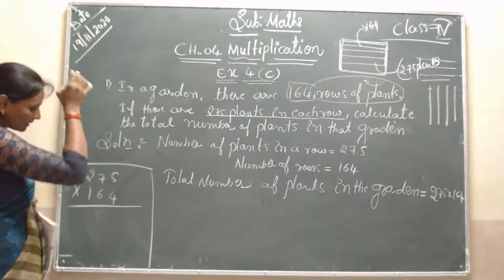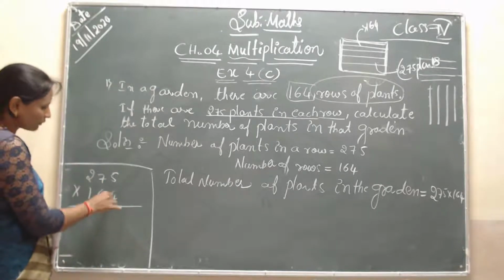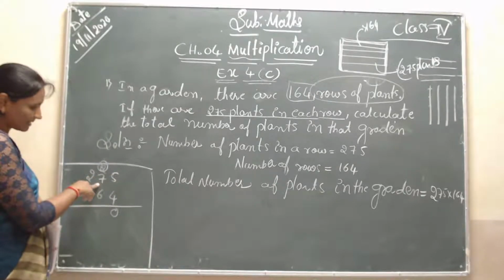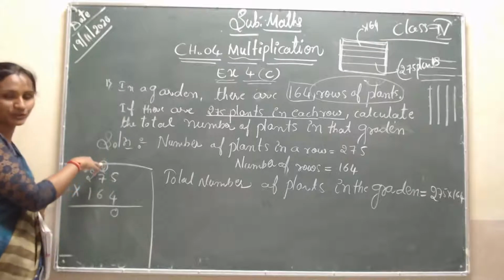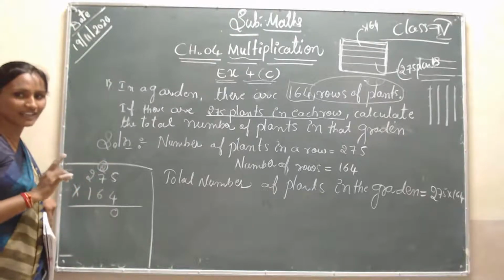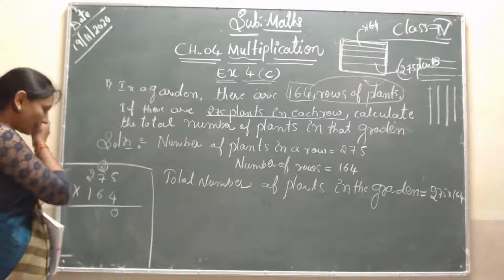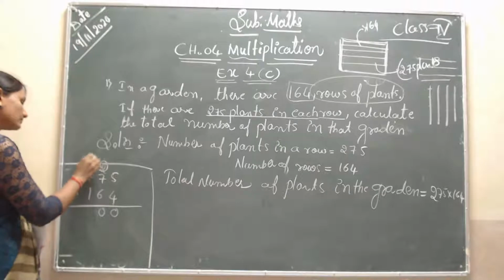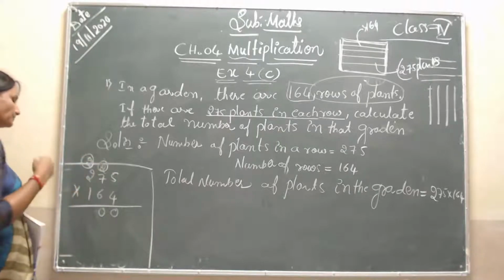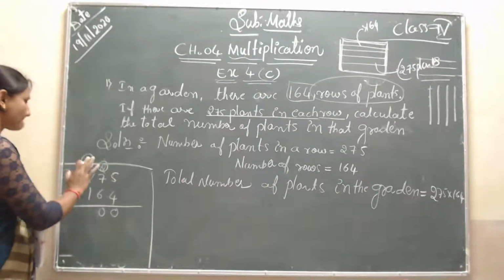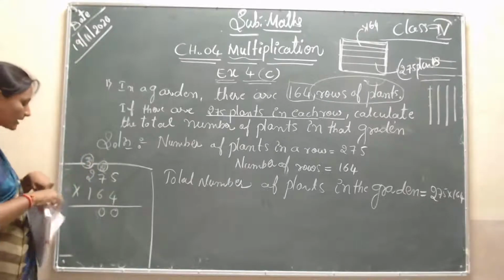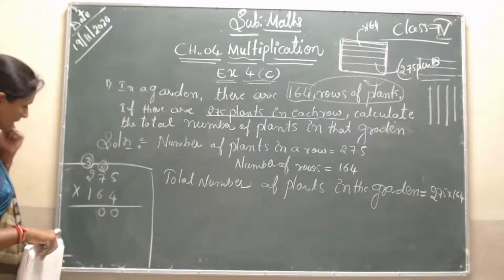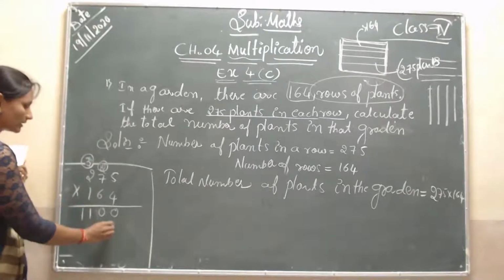4 5s are 20, write 0 and carry 2. 4 7s are 28, 28 plus 2 is 30, write 0 and carry 3. Next, 4 2s are 8, 8 plus 3 is 11. You have to write 11 here.